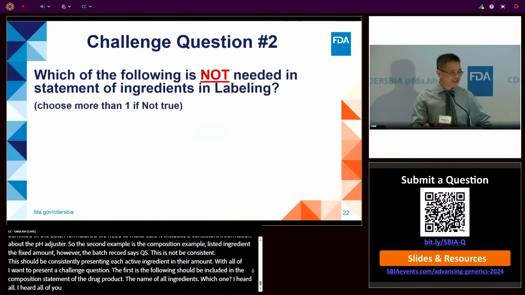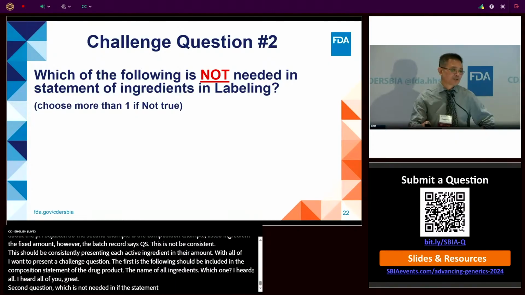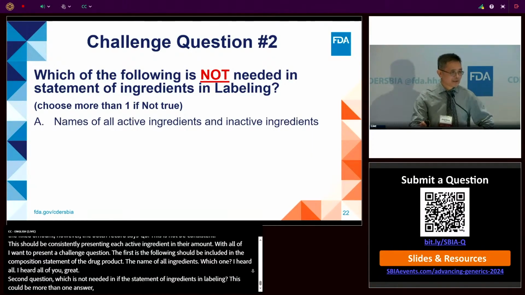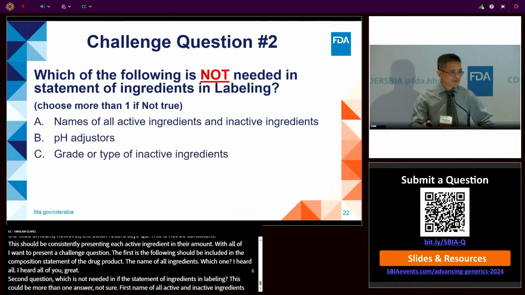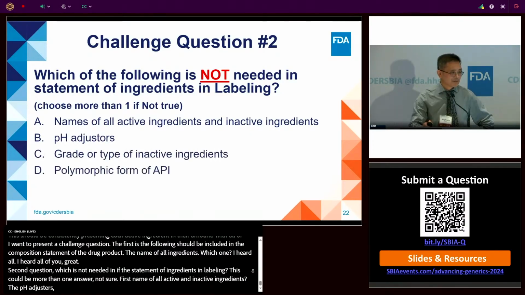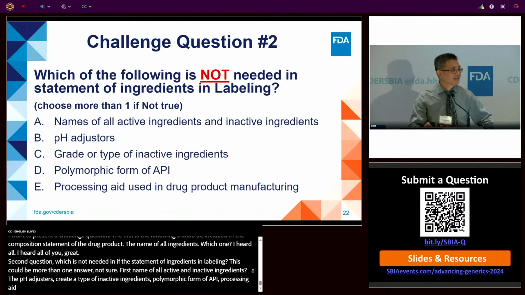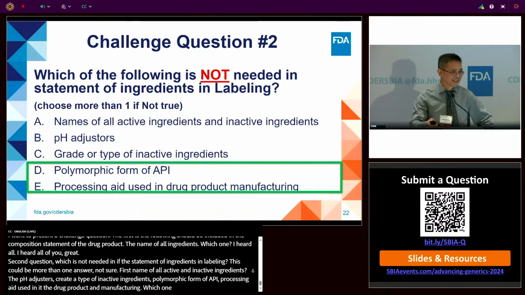Okay. Second question, which is not needed in the statement of ingredients in labeling? This could be more than one answer. A, name of all active and inactive ingredients. B, the pH adjusters. C, grade or type of inactive ingredients. D, polymorphic form of API. E, processing aid used in the drug product manufacturing. Which one? Which one, D? D and E, okay, great.